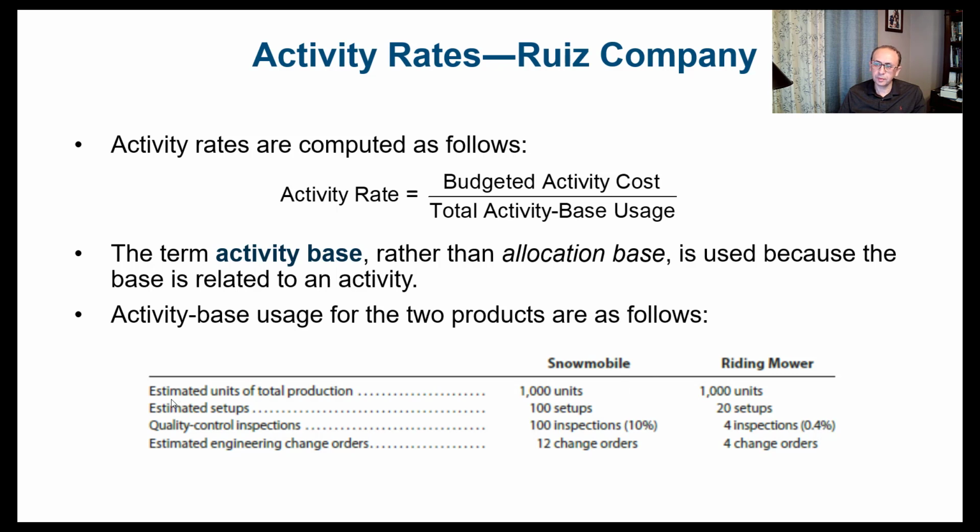The estimated units of total production are 1,000 units for the snowmobiles and 1,000 for the riding mowers. The estimated setups are 100 setups for snowmobiles and 20 for the mowers, and the quality control inspections are 100 inspections for the snowmobiles and 4 inspections for the mowers. And then for the estimated engineering change orders, we have 12 change orders for the snowmobiles and 4 change orders for the riding mowers.